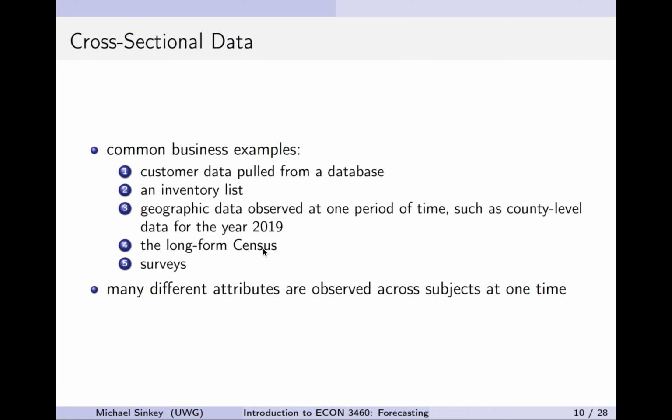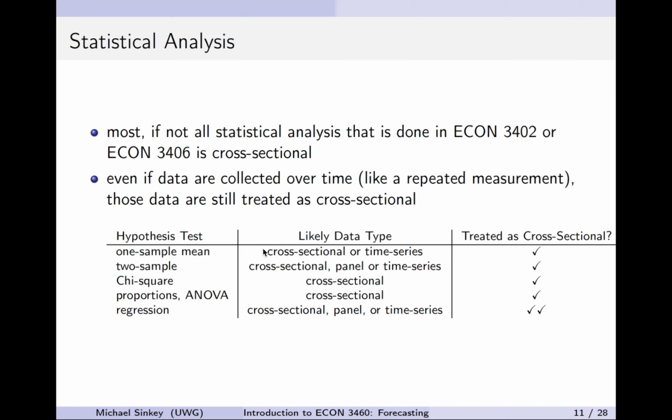So we may observe many, many different things for a particular subject, but we just observe those things at one point in time. And so I think a takeaway point from this is that most, if not all, statistical analysis that we do in both Econ 3402 and in Econ 3406 is cross-sectional, even if the data are collected over time.